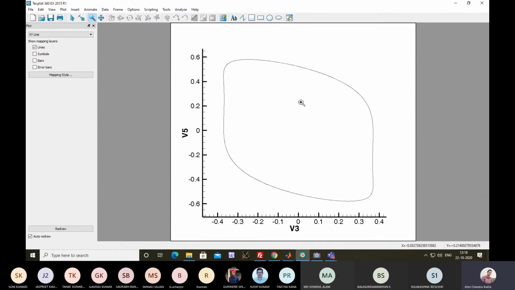Are you getting the point? This is nothing but the trajectory of the particle, and you can see that this is a closed one because the evolution of those two variables, V3 and V5, is periodic. That is why their trajectory is going to follow a closed curve. Is it okay?